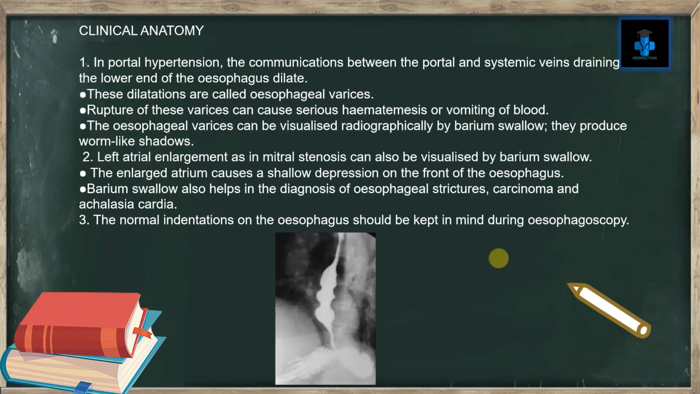The enlarged atrium causes a shallow depression on the front of the esophagus. Barium swallow also helps in the diagnosis of esophageal strictures, carcinoma, and achalasia cardia. The normal indentations on the esophagus should be kept in mind during esophagoscopy. This is how a typical radiology, that is a barium swallow, looks like.